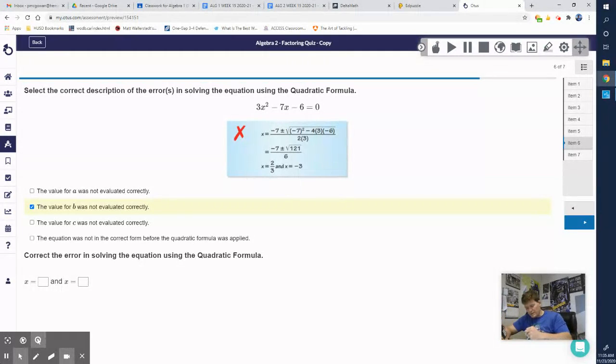The reason I say, oh, nice, is because 121 is a clean square. We have the square root of 121, 11. So I have 7 plus 11 divided by 6, and I have 7 minus 11 divided by 6. 7 plus 11 gets me 18 divided by 6, which makes 3 as one of the answers. And then 7 minus 11 makes negative 4 divided by 6, which makes negative 2/3 as another one of my answers.